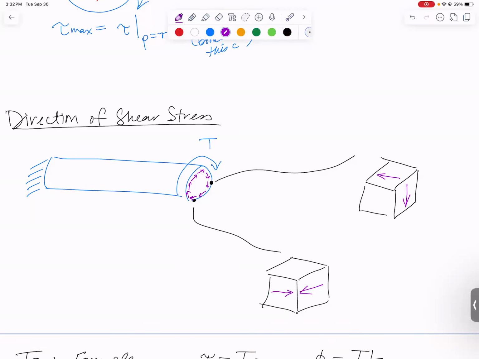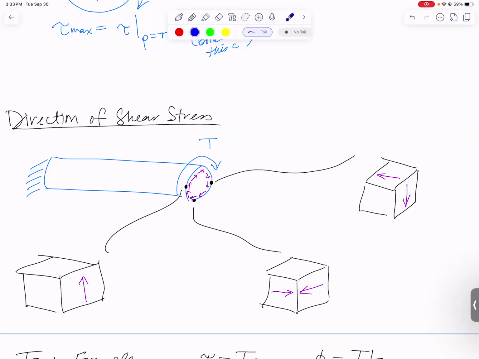And just for fun, let's do one more location. Let's do this edge over here. Draw one more of these cubes. Over here, the purple arrow is going up. You see that? It's going up right there. So I draw it up right here. And again, you want to make your arrow on the other face that you can see so that they are head to head. That's kind of a quick review of how we draw these little differential volume elements to indicate the direction of shear stress.